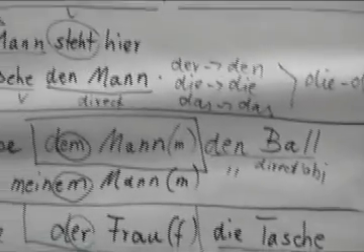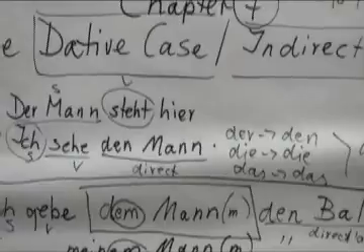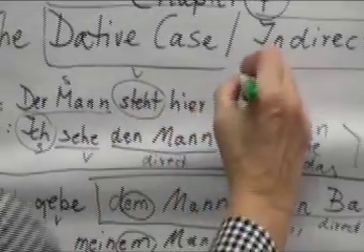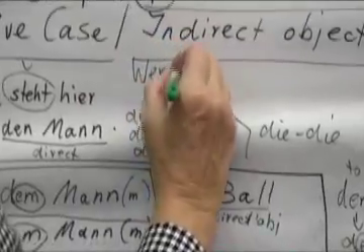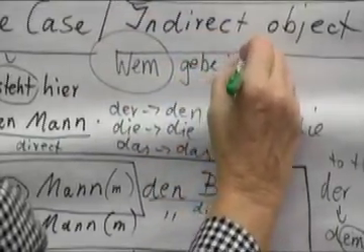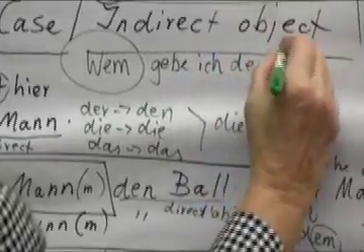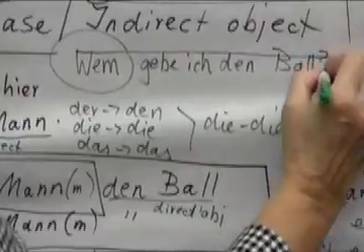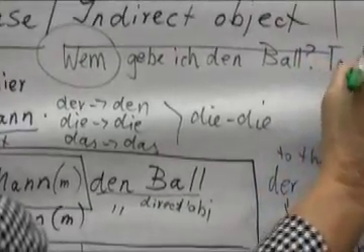If we ask a question, to whom do I give something? What's the question word? The question word is wem. Wem gebe ich den Ball? To whom do I give the ball?